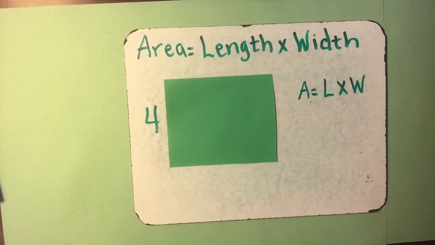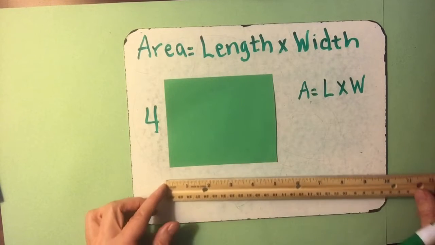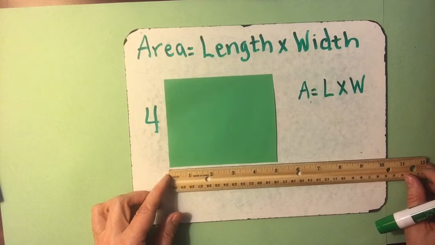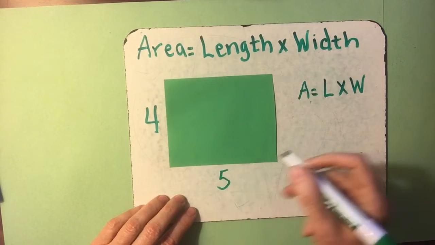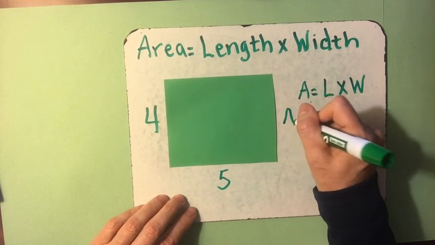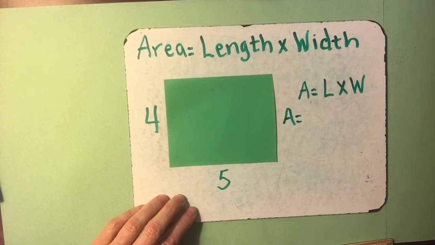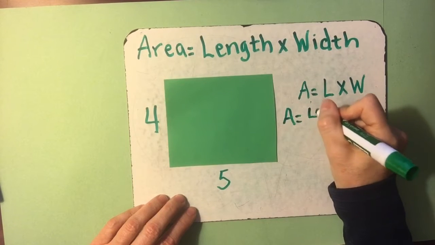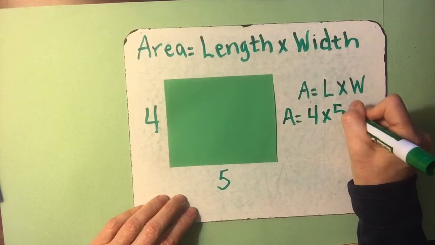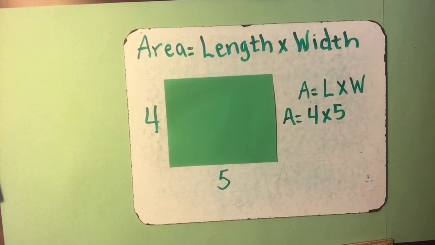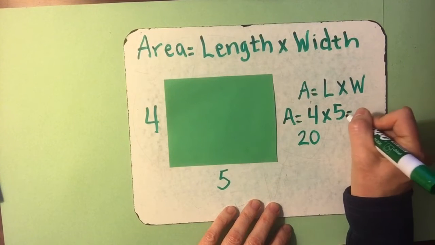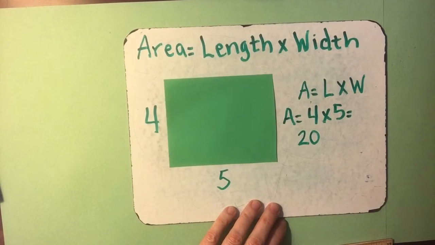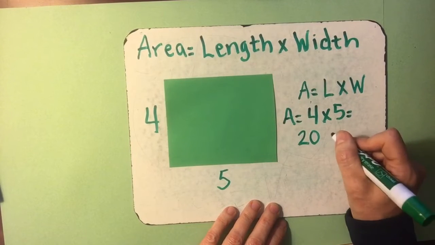This side, what do you predict this width of the green object will be? It looks like it's about 5. Okay, so if we do the formula, we can calculate it right now. We're going to do the area of this green piece of paper is the length times the width. And what is 4 times 5? It's 20, right? And we're not going to just say it's 20. We need to say it's 20 square inches.